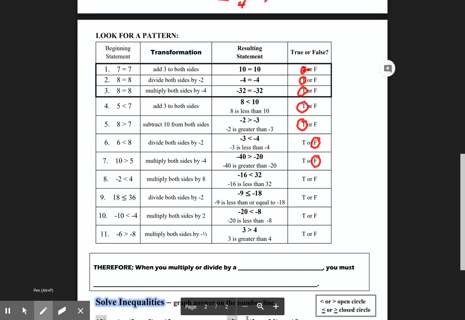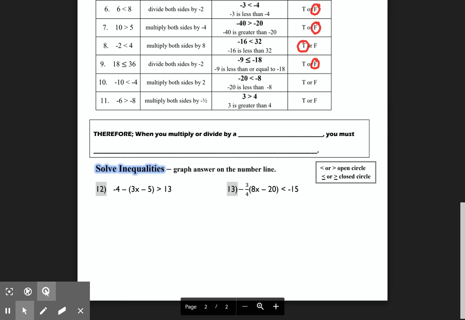Number 8. -2 is less than 4. If we multiply both sides by 8, is -16 less than 32? That's true. Number 9. 18 is less than or equal to 36. If we divide both sides by -2, we get -9 is less than or equal to -18. That is false because -9 is closer to 0, so it would be greater than. Number 10. -10 is less than -4. If we multiply both sides by 2, we get -20 is less than -8, which is true.